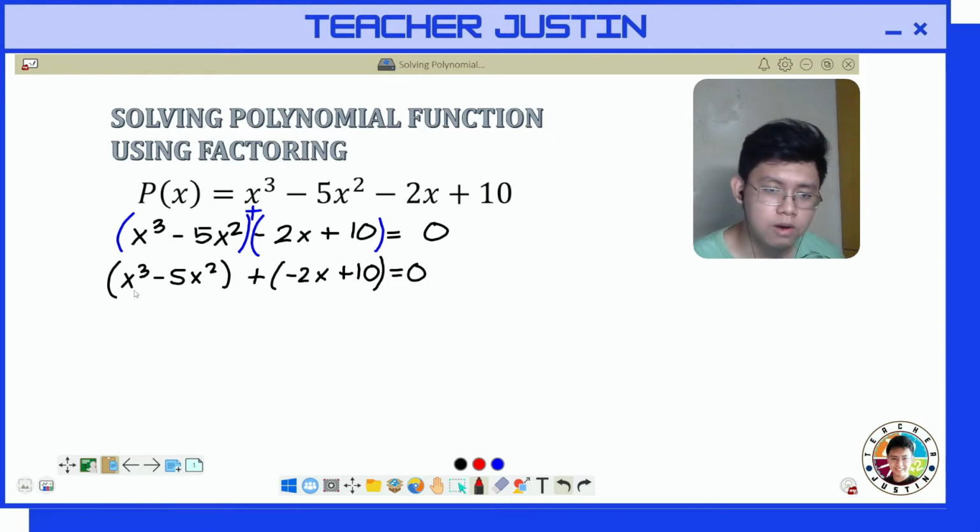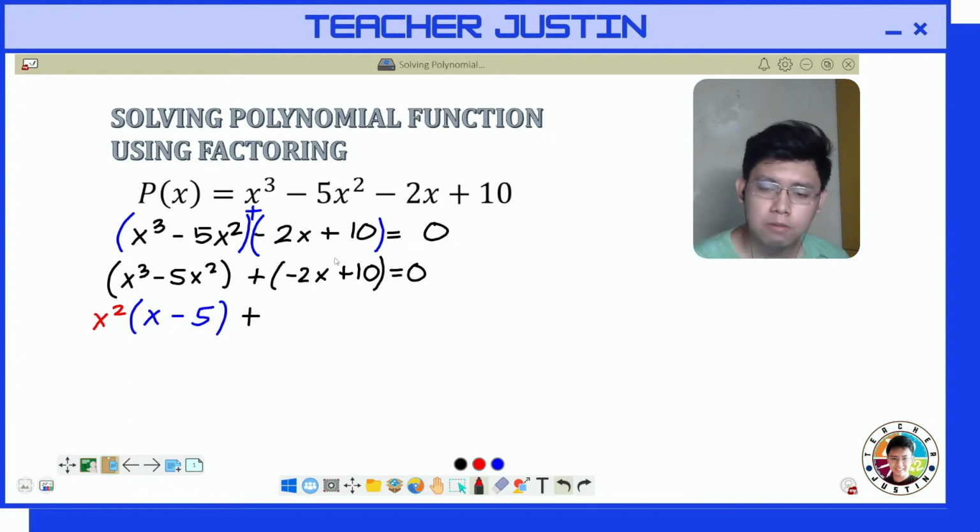So factoring our x raised to 3 minus 5x squared using common monomial factoring. So the common factor of this group is x squared. Okay, so we will divide each term by x squared. So we will have x minus 5.